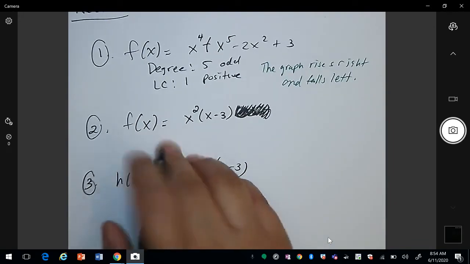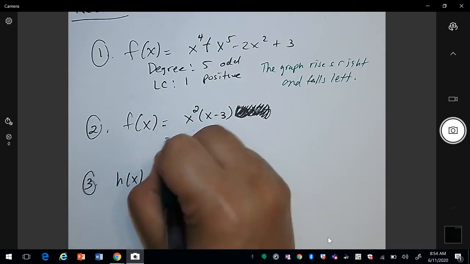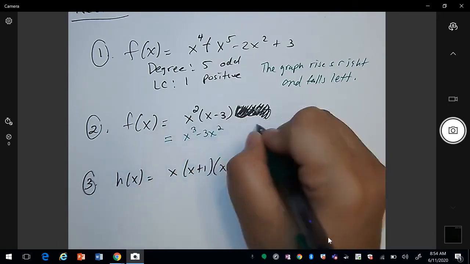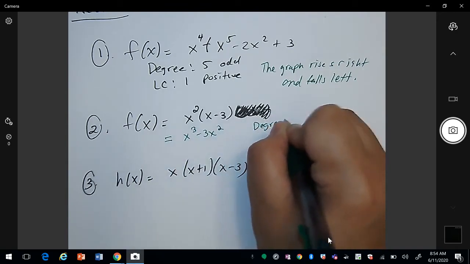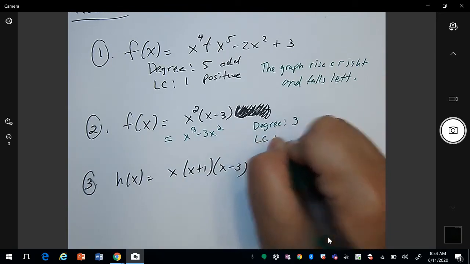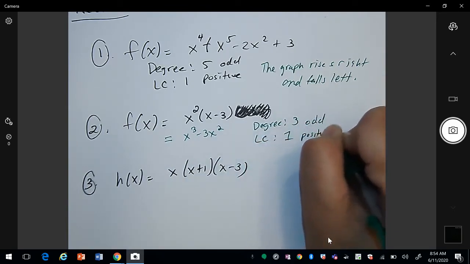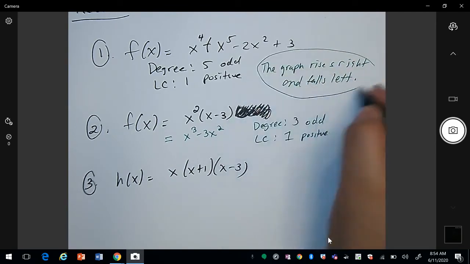On this one here, we said we need to make sure this is multiplied out. So we get x cubed minus 3x squared. So the degree is actually 3 and the leading coefficient is 1. So that's odd and positive. So the behavior is going to be the same.